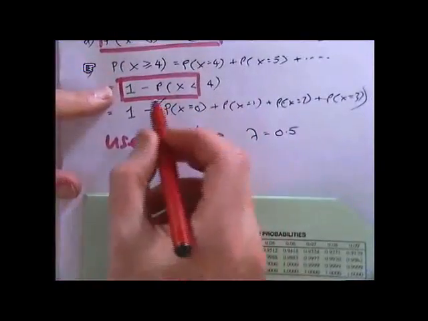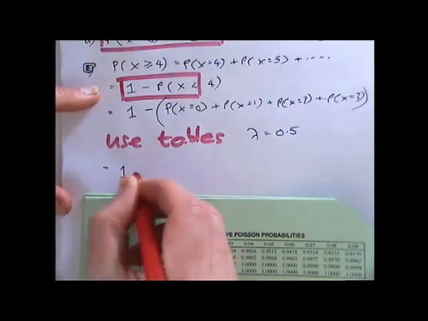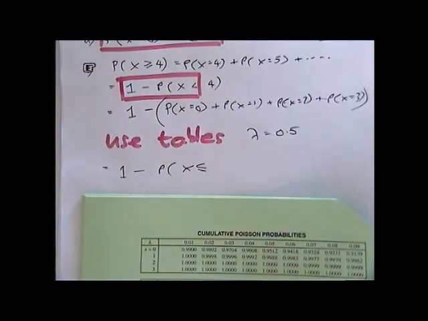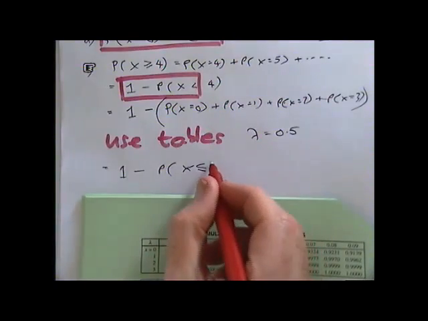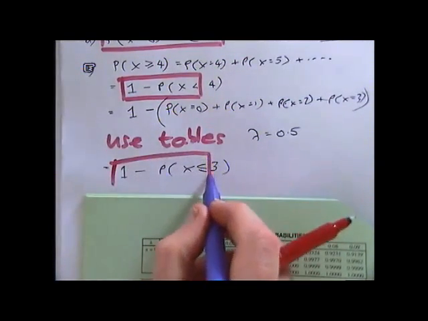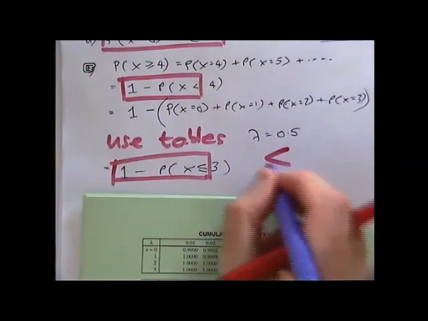So we wanted the probability less than, strictly less than 4. What we need to do now is actually change that into a probability x is less than or equal to something. Less than or equal to 3, yeah. Okay? So we're actually going to make that change there, if we are going to use the tables. Change it into a less than or equal to.